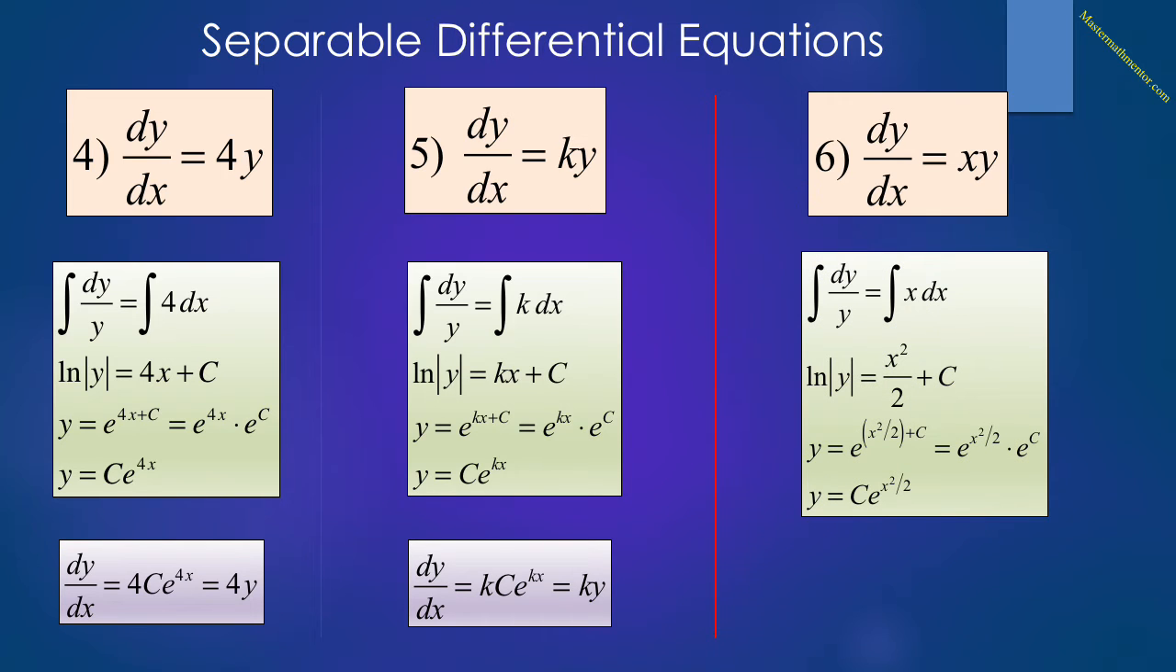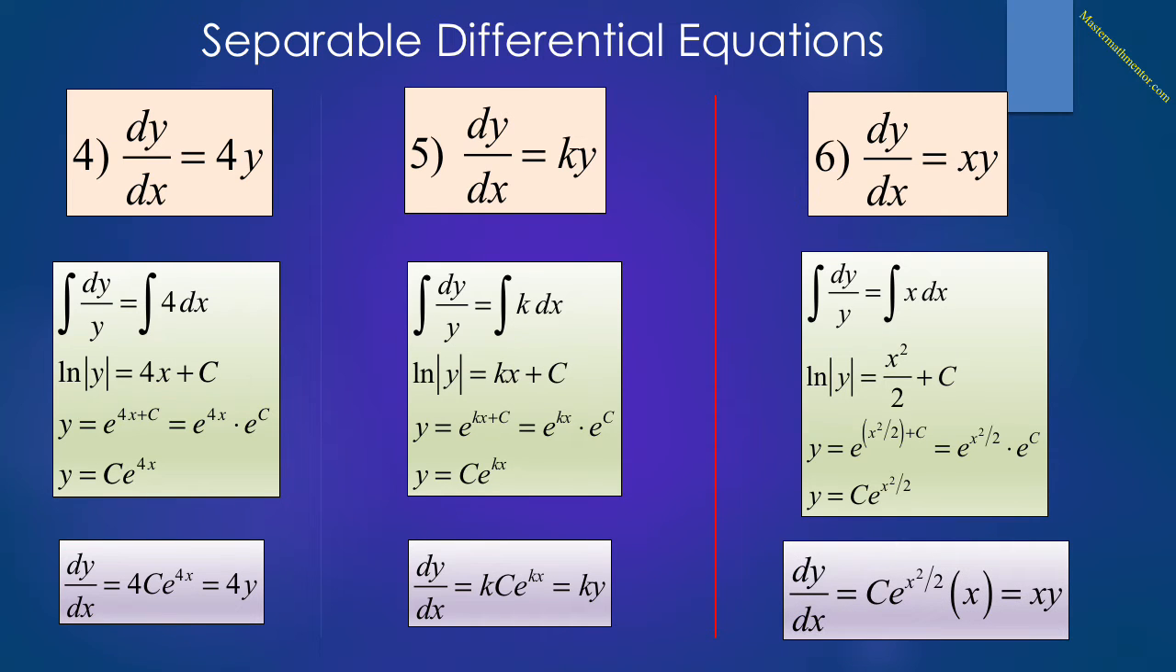Number 6, dy/dx equals xy, is a bit different. We still separate and get dy over y is equal to x dx, and when integrating both sides, we get the natural log of the absolute value of y is equal to x squared over 2 plus c. That can be rewritten as y is equal to e to the x squared over 2 plus c, which is e to the x squared over 2 times e to the c, and our final answer is y is equal to c e to the x squared over 2.